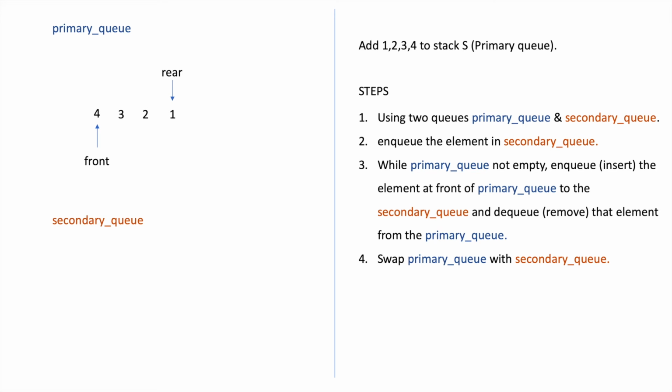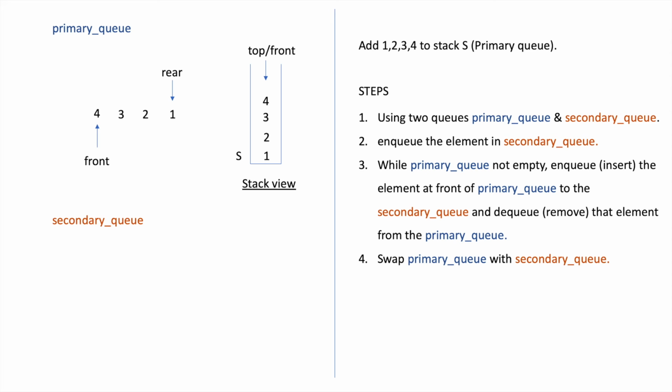So using these steps, we can see that we have achieved the push functionality of a stack. That is, we are able to insert the element at the top of the stack, which in this case is the front of the primary queue. So now if you want to visualize the following example in the view of a stack, it will look something like this, where we have inserted the elements 1, 2, 3 and 4 into our stack S and our top or front pointer points to the element 4.